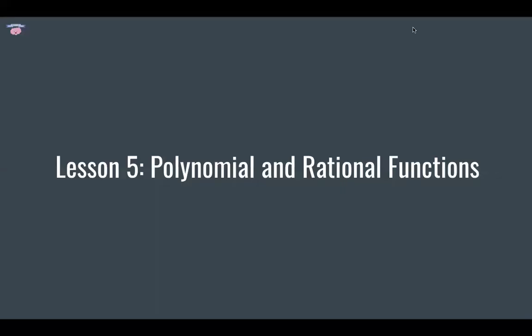Well, welcome back to our Algebra 2 and Precalculus series. This is lesson 5 about polynomial and rational functions. Last time we just talked about functions and graphs and whatnot. This time we'll be talking specifically about polynomial functions, and then we'll move on to rational functions, which are sort of related to polynomials, but very different. So what are we waiting for? Let's get right in.